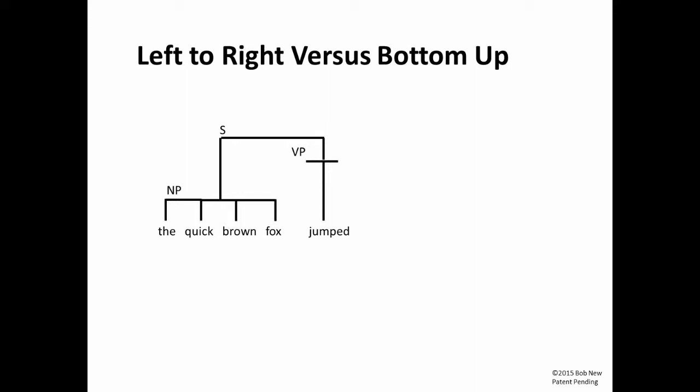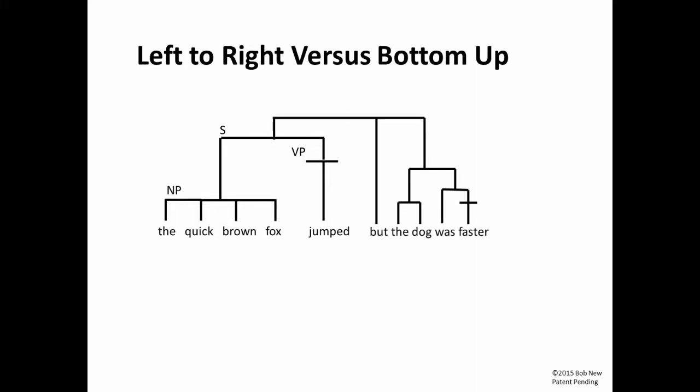Now we're ready to move on. And if the rest of the sentence is different than the more familiar form of the sentence, then we don't care. The S and the VP nodes are still in place. They're still the same as they were before. This is why I think left to right deserves consideration as an alternative to bottom up.